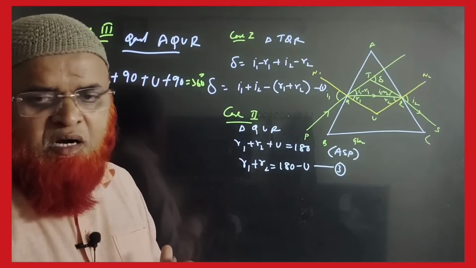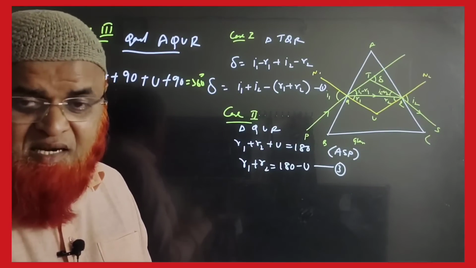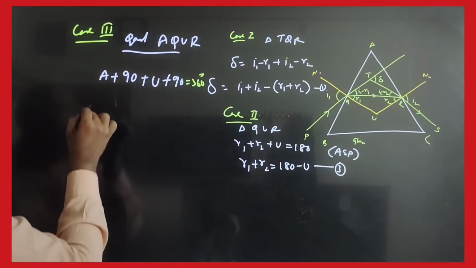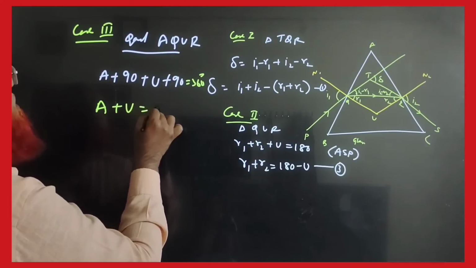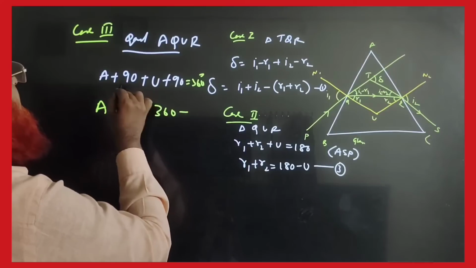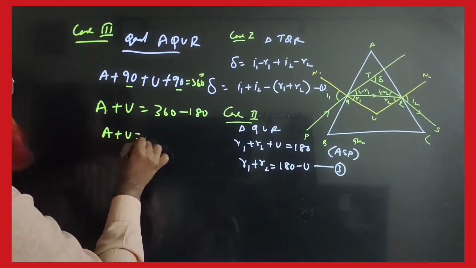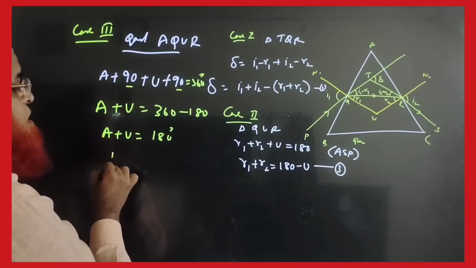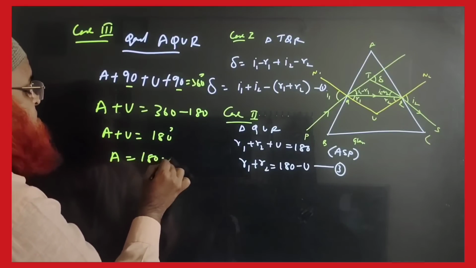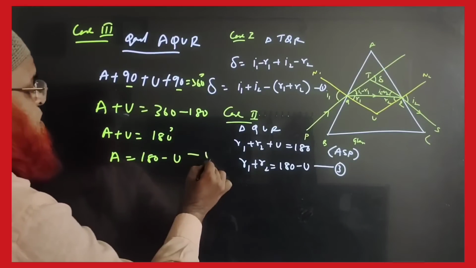The sum of the angles in a quadrilateral is 360 degrees. So I will write A plus U is equal to 360 minus 90 plus 90, which is 180. So A plus U is equal to 180 degrees. So A is equal to 180 degrees minus U. This is equation number 4.